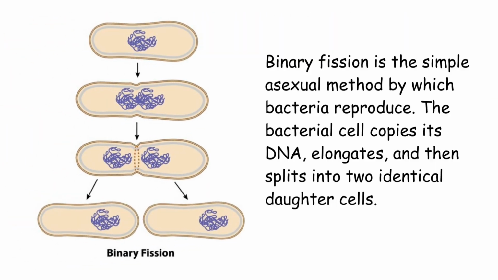Now, of course, bacteria divide by a simple asexual method, which is called binary fission. The bacterial cell copies its DNA, elongates, and then splits into two identical daughter cells. This is how bacteria reproduce by binary fission.